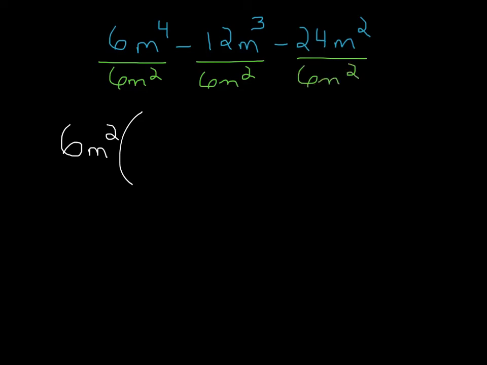So 6 divided by 6 cancels out. m to the fourth divided by m squared is m squared. And then minus 12 divided by 6 is 2. m to the third divided by m squared is just m. And then minus 24 divided by 6 is 4, and the m squareds cancel out. So you're left with 6m squared times the quantity m squared minus 2m minus 4. And that is it.